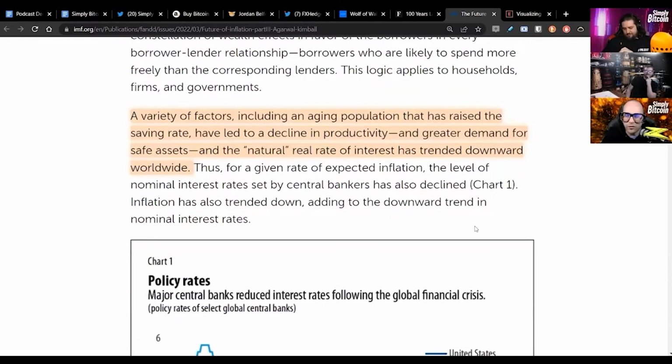A variety of factors, including an aging population that has raised the saving rate, have led to a decline in productivity and greater demand for safe assets, and the neutral real rate of interest has trended downward worldwide. That's right. We're blaming old people. We're blaming savers. Dude, okay? You know how maniacal that is, dude.